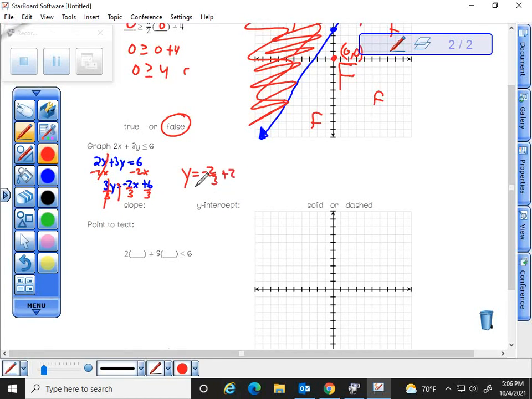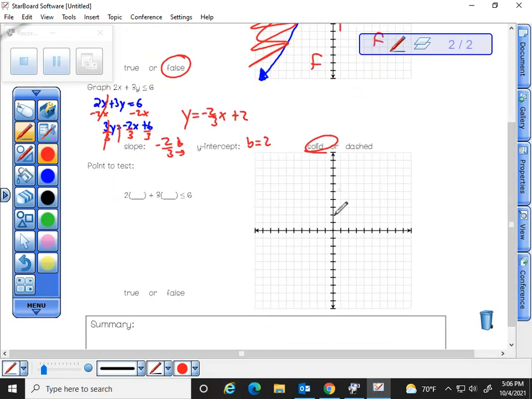x plus 2. I forgot the x, didn't I? Where the slope is negative 2/3, that means down 2, right 3. The y-intercept is 2, so b equals 2. That's where I start. And the original was a less than or equal to. That's a solid line. So let's graph that. Start at 2, put a dot. Oops, I should be in blue. Put a dot at 2, and the slope is down 2, right 3, down 2, right 3. Solid line, like so. Extend it with arrows.